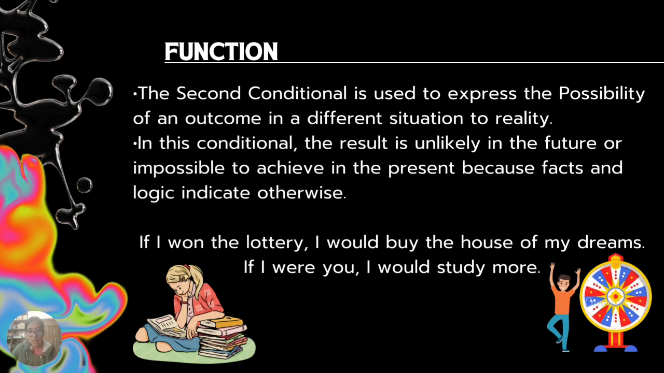Function. The second conditional is used to express the possibility of an outcome in a different situation to reality. In this conditional, the result is unlikely in the future or impossible to achieve in the present because facts and logic indicate otherwise. Some examples: if I won the lottery, I would buy the house of my dreams. Or if I were you, I would study more.